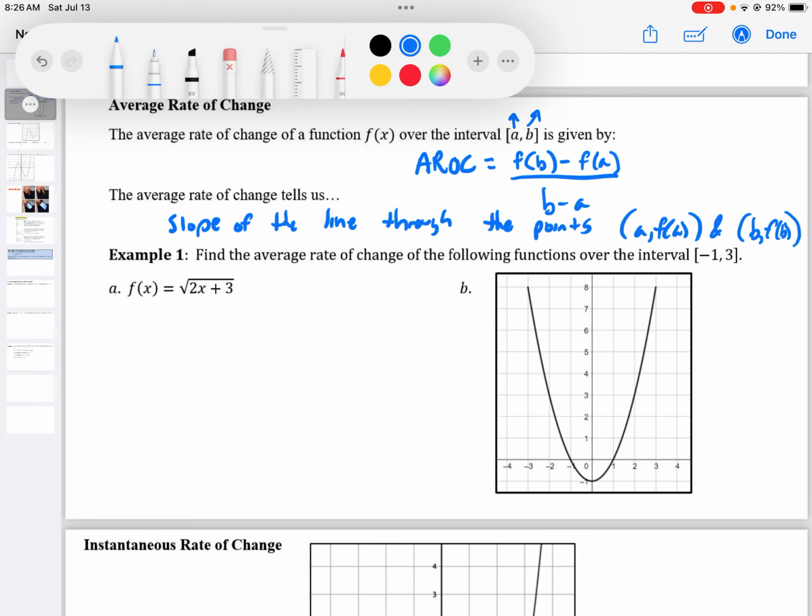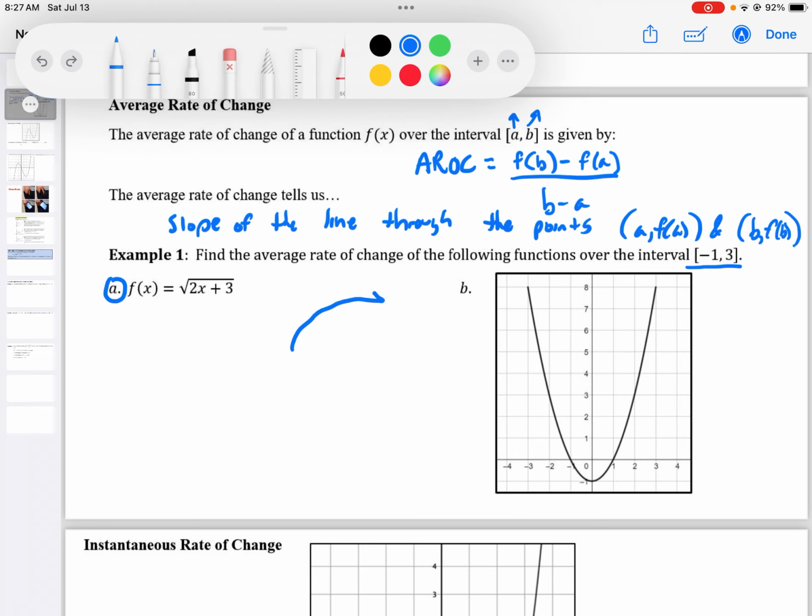So we can find the average rate of change on an interval. So that a and b could be any numbers. It could be a really large interval, or it could be a real small interval. And that's where we're going to start tying in that idea of local linearity that we talked about last class. So it says find the average rate of change of the following functions over the interval -1 to 3. So just from -1 to 3, what is the average rate of change?